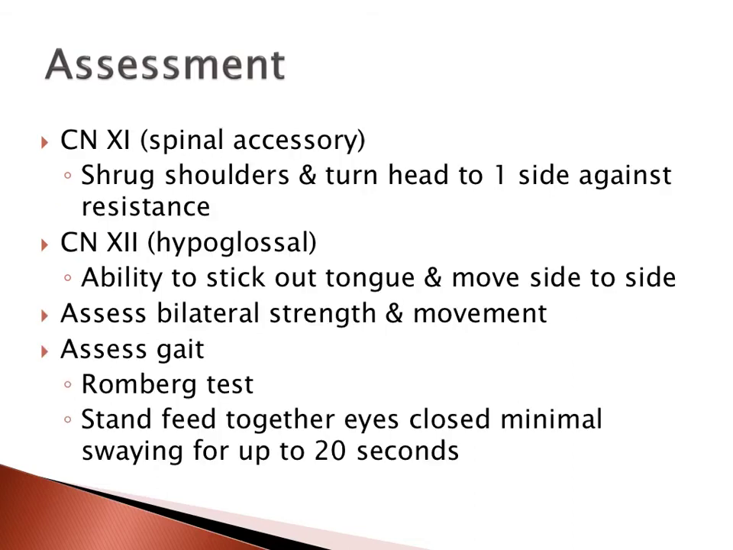Then we move on to cranial nerve 11, spinal accessory. This is the one where you're asking them to shrug their shoulders, turn their head side to side, and it's against resistance. Then the next is cranial nerve 12, where we're looking at hypoglossal. You ask them to stick out their tongue, move side to side.